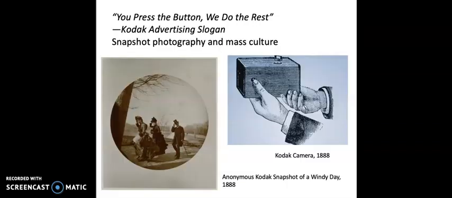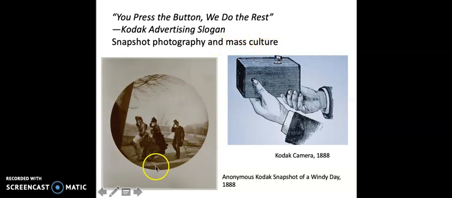On a more mundane level, photography has now advanced so that a company named Kodak can start to advertise a camera that's widely available to amateurs, where anyone can buy it, and as this advertisement for the camera states, you press the button, we do the rest. You just press the button and you send the film to the Kodak film developing lab, and now image making is in the hands of the masses. We get to the beginning of mass culture. We also get this snapshot aesthetic.